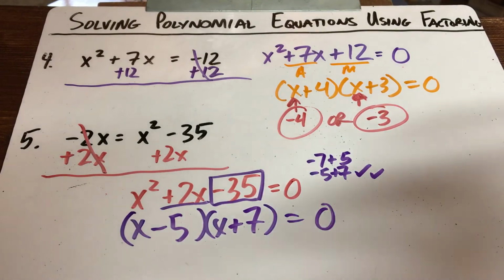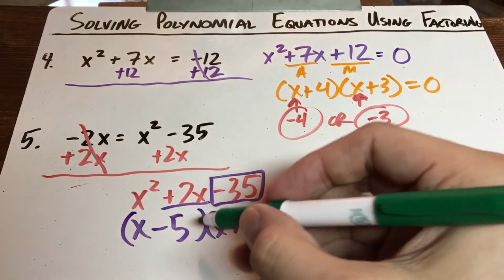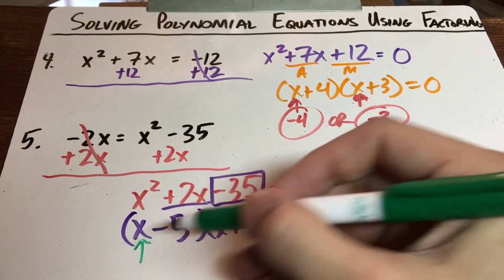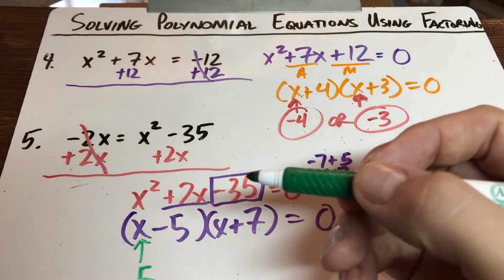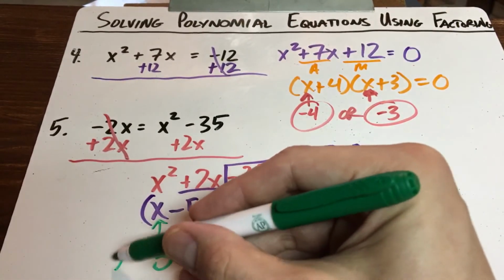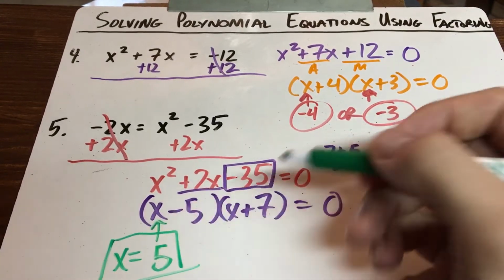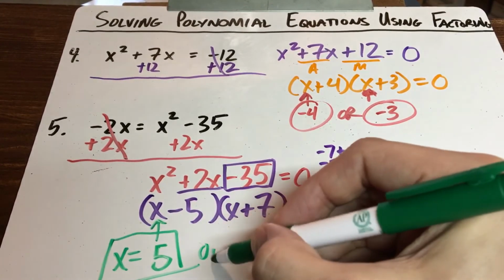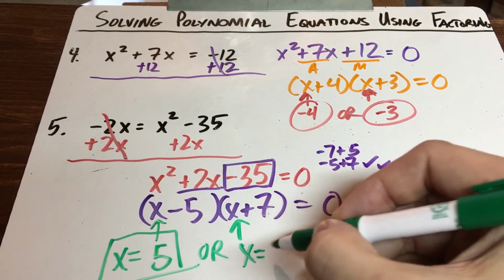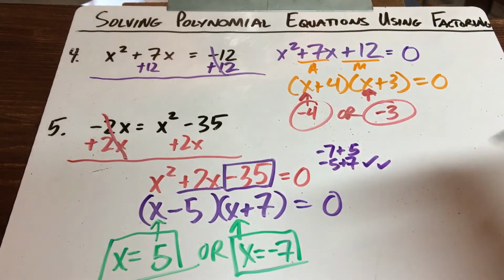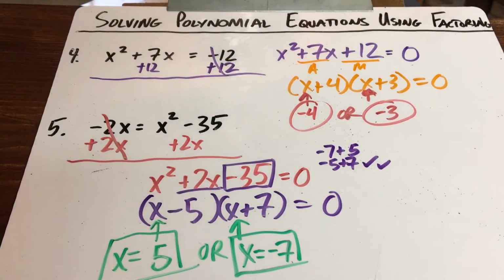This is a multiplying question. I have a final answer of 0. That means one of my parentheses had to equal 0. What number would make this parentheses equal 0? 5, right? Oops, I'm off my board. Let me back up my phone a little bit. If x equaled 5, we would have an answer of 0 in that parentheses. Or if I wanted this parentheses to equal 0, I would put -7 right there. So we have 2 answers on that one. +5 or -7. All good?